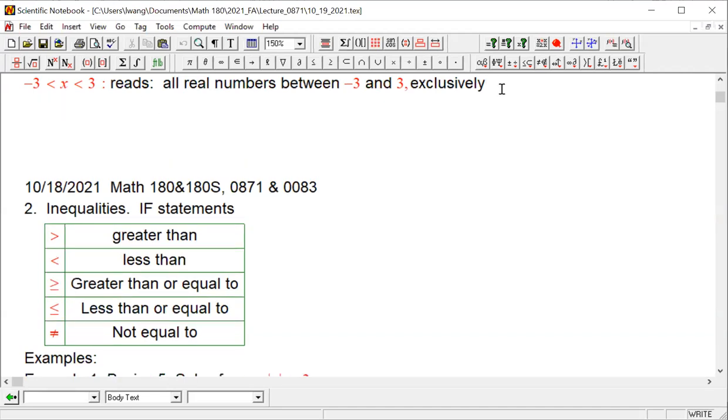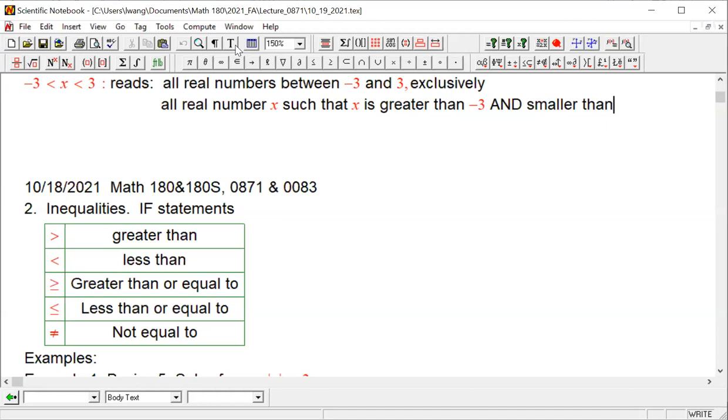Another way of reading: all real numbers x such that x is greater than -3 and smaller than +3. The key word here is "and".